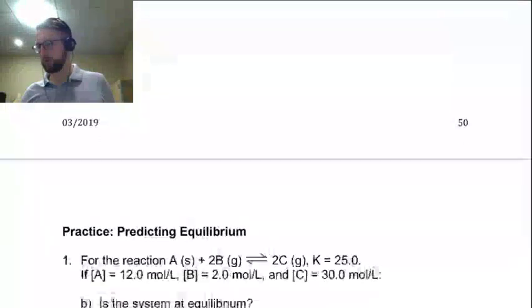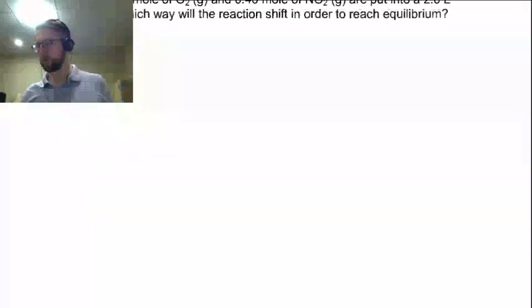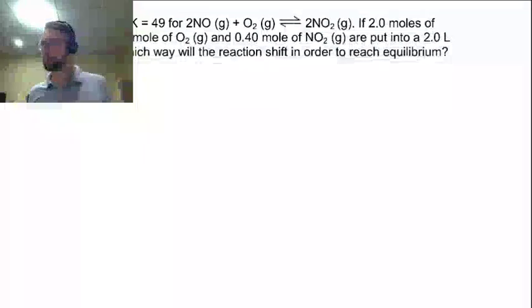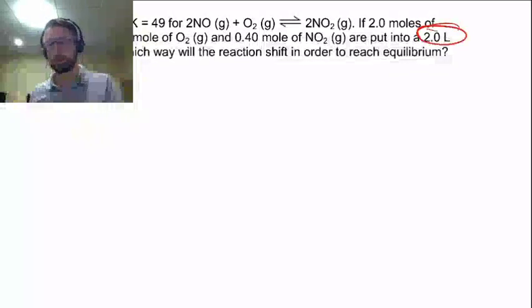How many more examples? Oh, we got one more example. Okay, we can definitely do one more example before we run out of time here today. So for example 3, we have a K of 49. We have some equation. We have a bunch of stuff in a 2-liter container. Boy, I hate when they do that, put that extra volume. Which way will the reaction shift in order to reach equilibrium?